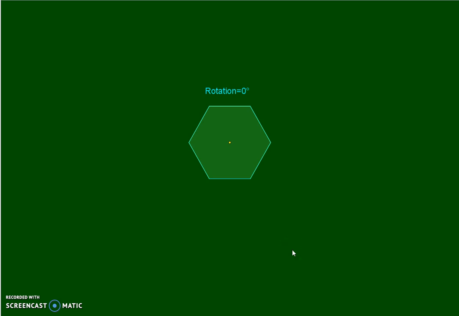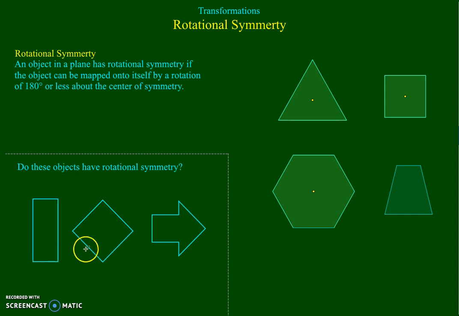Now we're going to go back and look at a couple of basic examples. In this example, we want to determine if these objects have rotational symmetry. This one does. It can be rotated 180 degrees and mapped onto itself. This one is a square, so it does. It has 90 and 180 degree rotational symmetry. This one does not. Even if it's rotated 180 degrees, the arrow would be pointing that way, would not map onto itself. That is rotational symmetry, and that wraps up this part. I will talk to you in the next part.